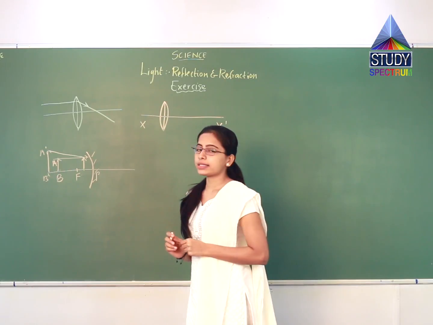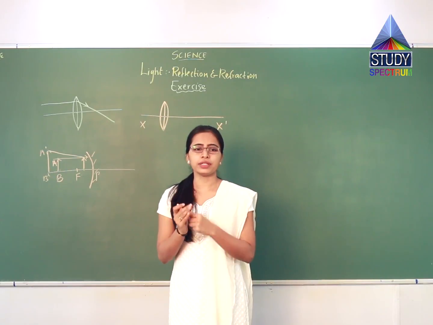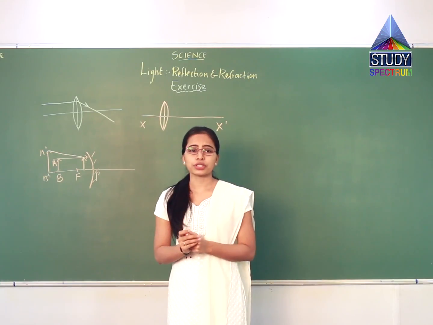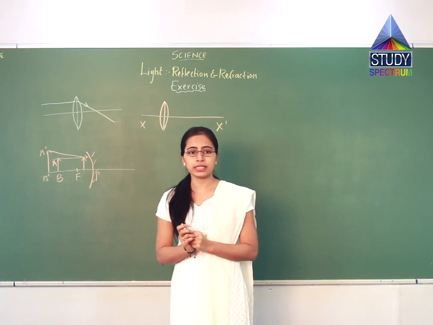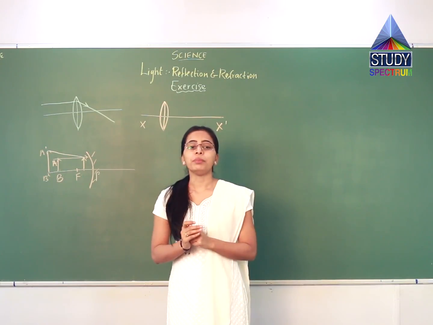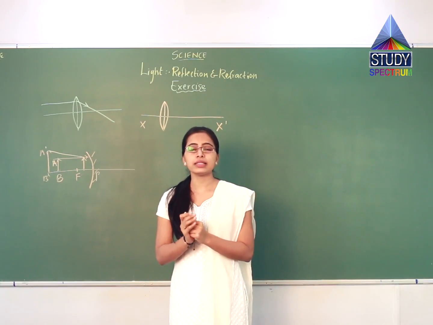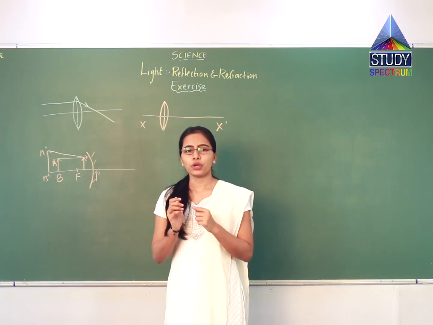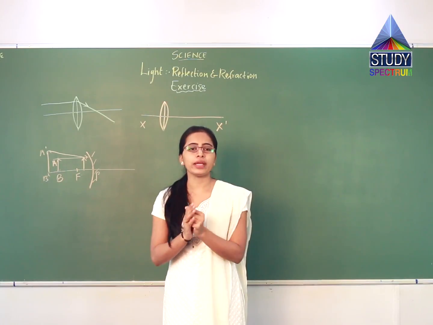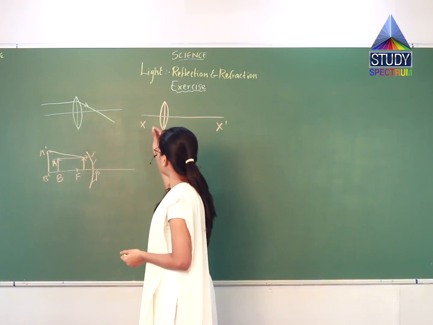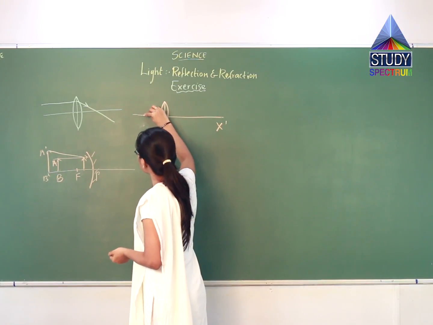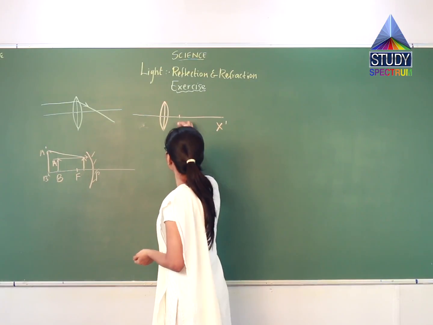So let us see, we have 4 options. First option, at the principal focus of the lens. Second option, at twice the focal length. Third option, at infinity. And last option D, between the optical center of the lens and its principal focus. So here your B option is correct. It is at twice the focal length. I will show you how the image is formed and how the option is correct actually.